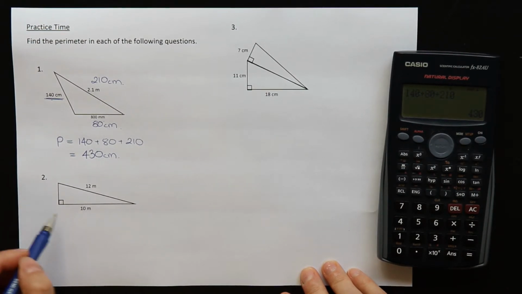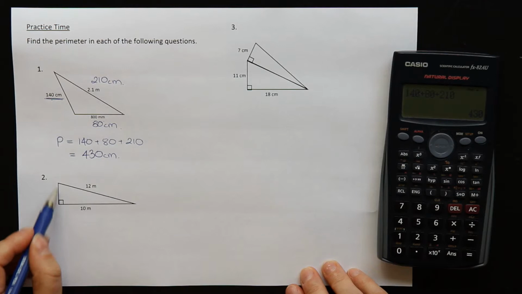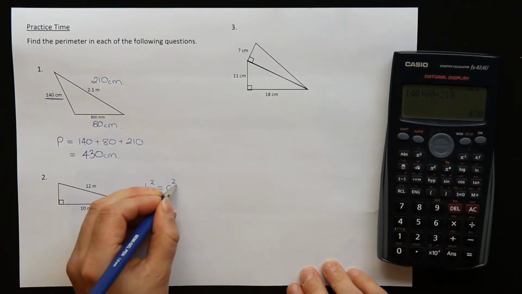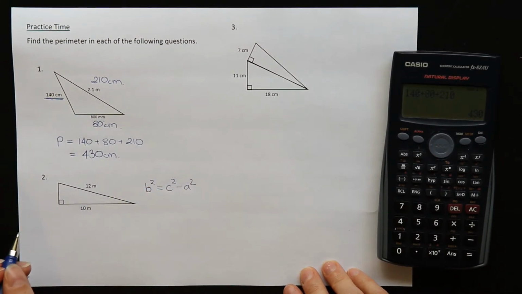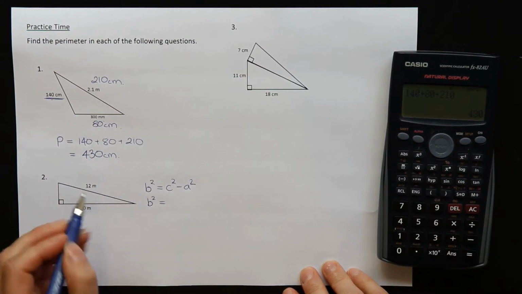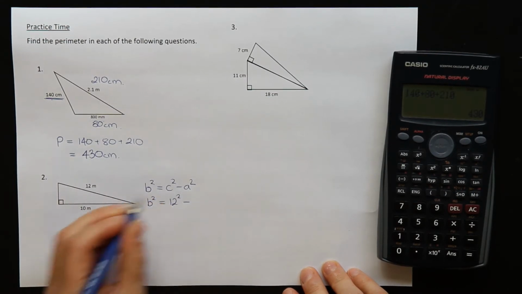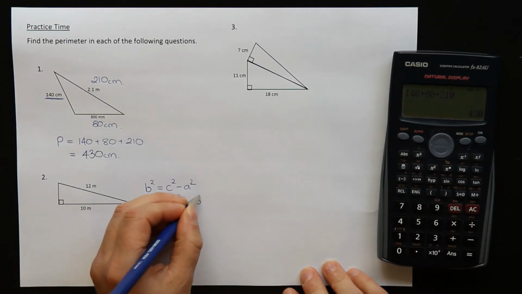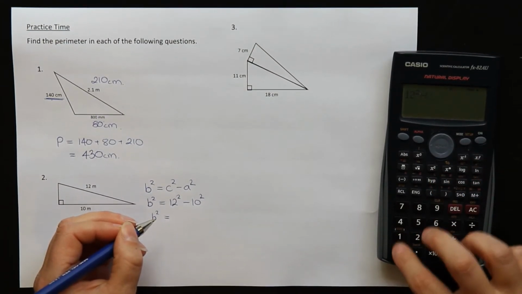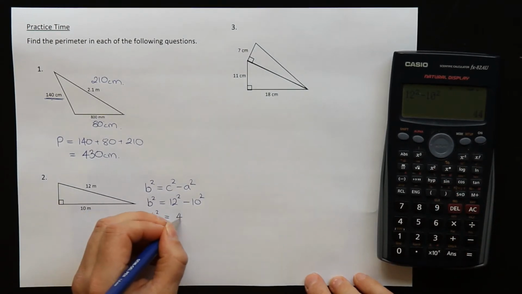Okay, question 2. We have 2 sides of the triangle, and we need to find our third one in order to do the perimeter. So this is the shorter side of a right angle triangle, so we're going to have to use the b squared equals c squared minus a squared version of Pythagoras' theorem. So finding the shorter side, b squared, c is the hypotenuse, 12 squared, minus the other shorter side here, 10 squared. On the calculator, 12 squared minus 10 squared is 44.